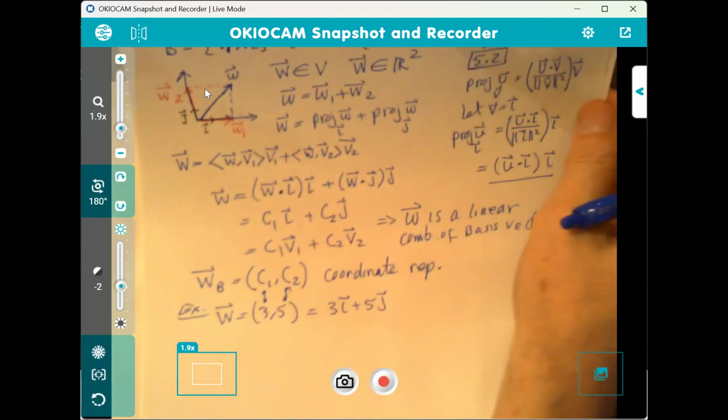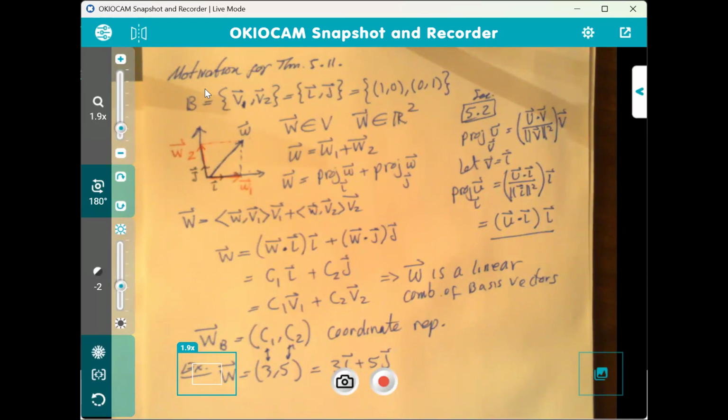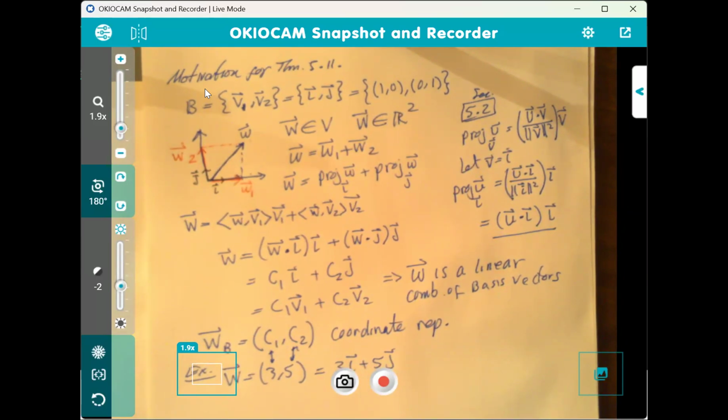Okay. So this is now, hopefully everyone is able to follow this. And now we can look at the theorem.